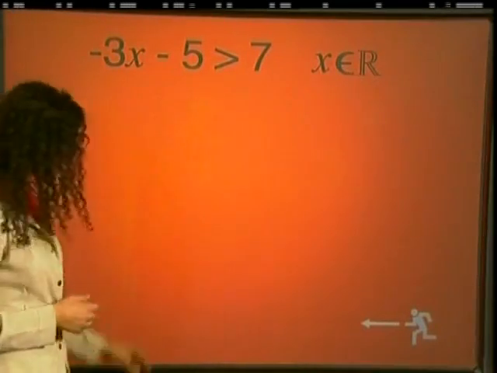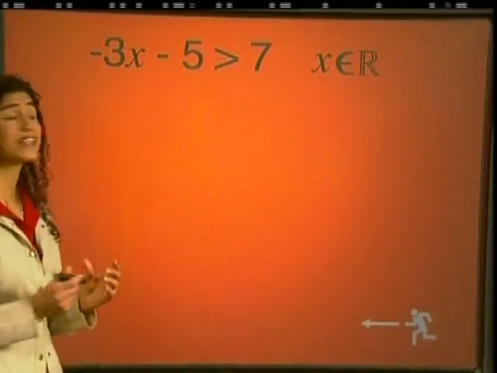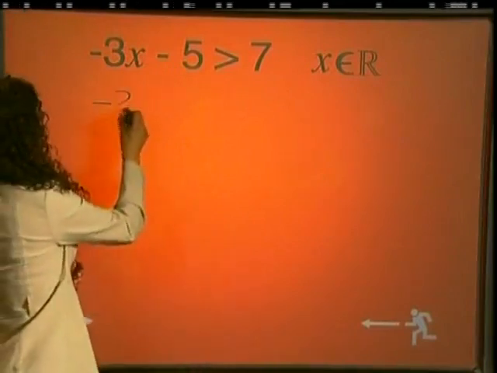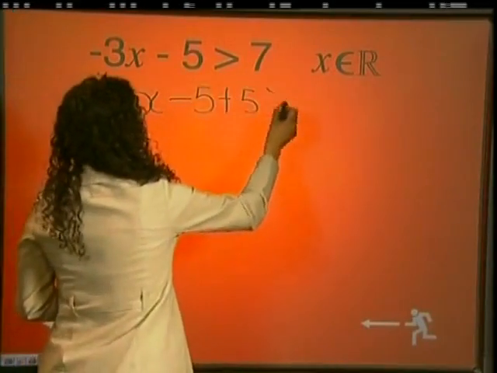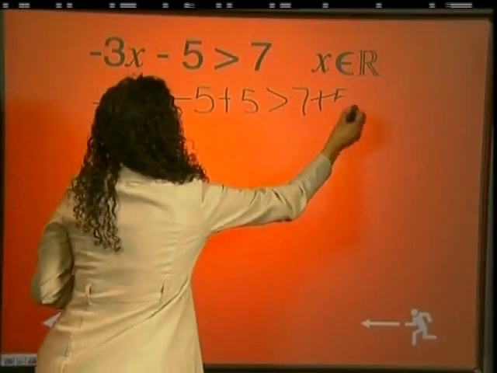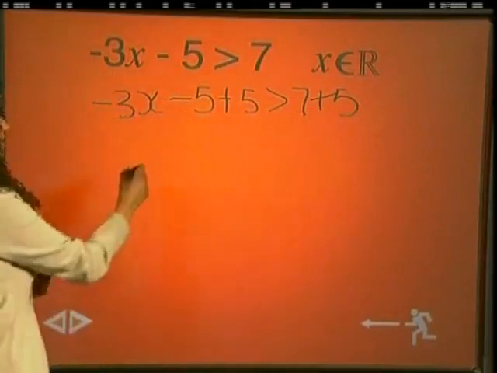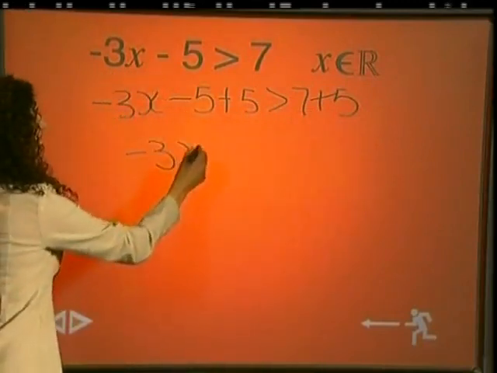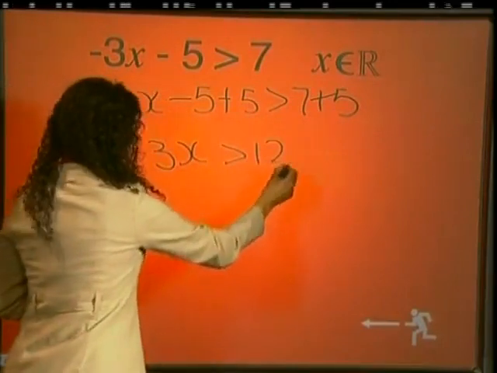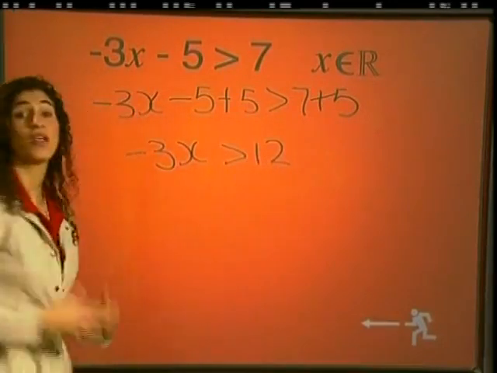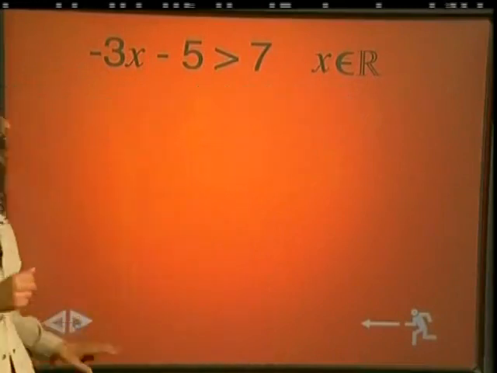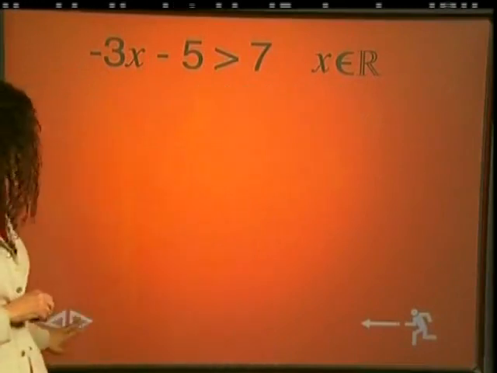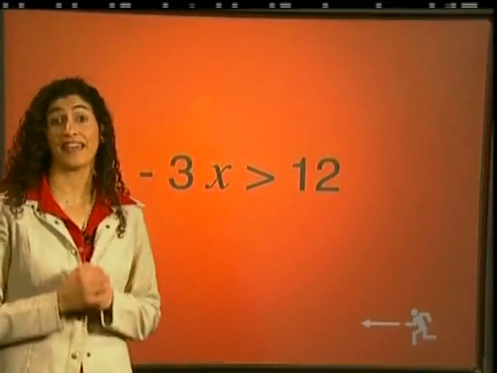Now, the first thing we need to get rid of is that minus 5. So we're going to add 5 onto both sides. And now we just need to simplify. So we're going to get minus 3x is greater than 12. The next thing we need to do is get rid of that minus 3. Now, in order to get rid of that minus 3, we need to divide by a negative.